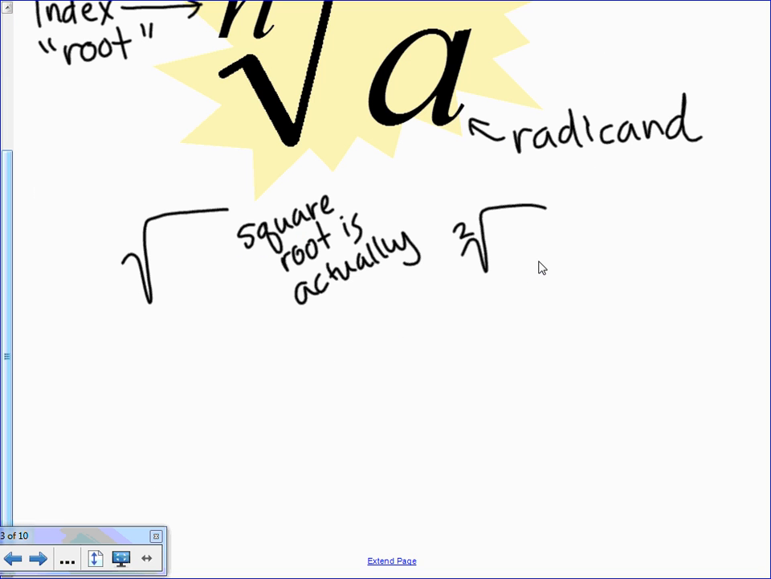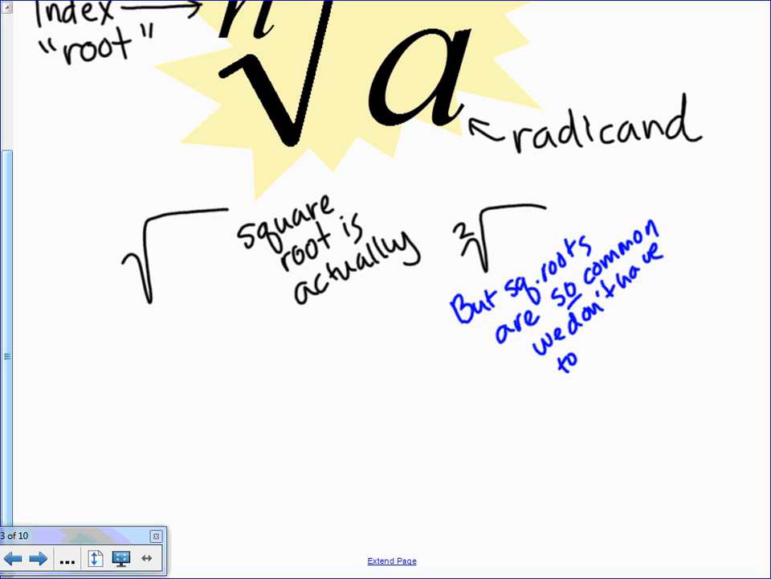But square roots are so common, we don't have to write the index. Any other root, we have to put the little index number outside the radical so that you know it's no longer a square root. Okay, but if you see just a square root with no number, you know that truly there's a 2 right there. It's really a square root, so there's actually a 2.